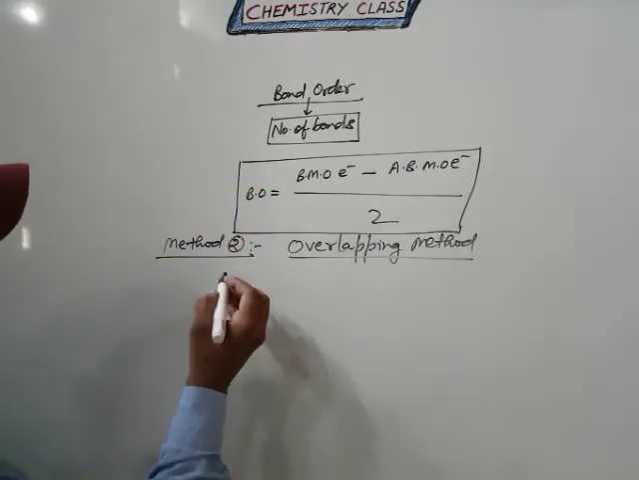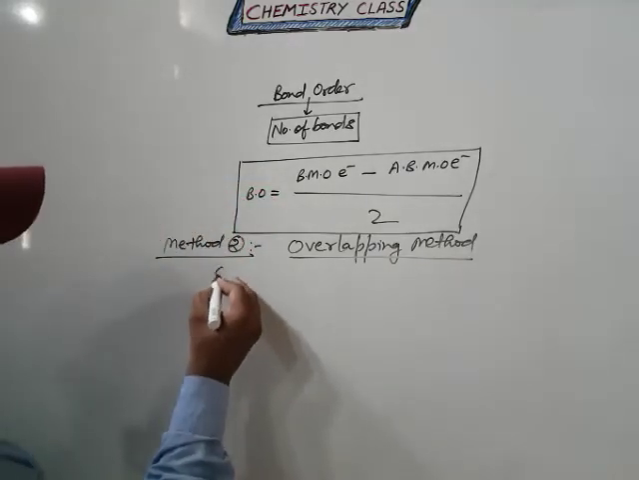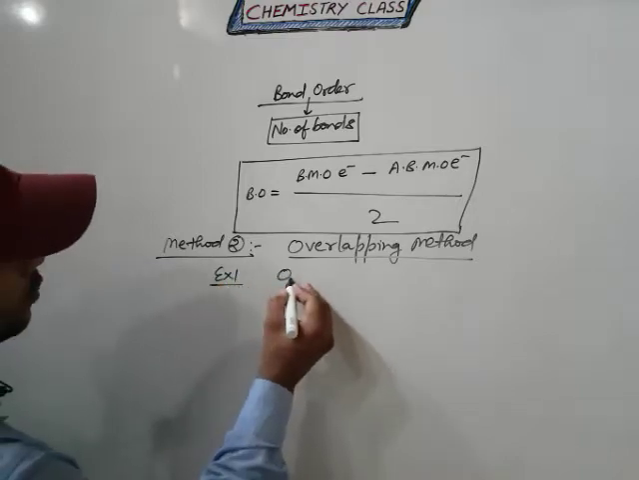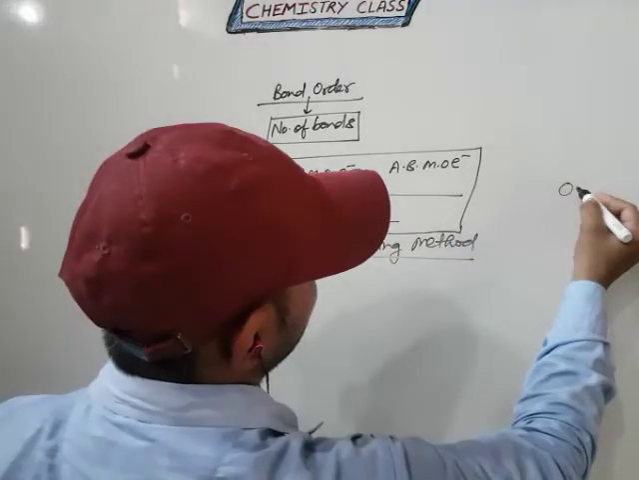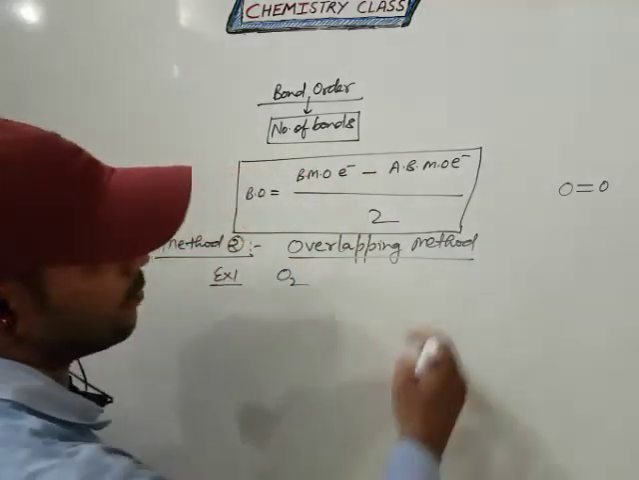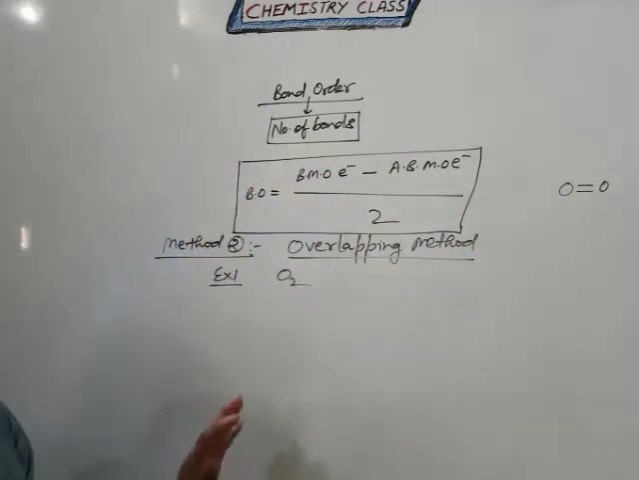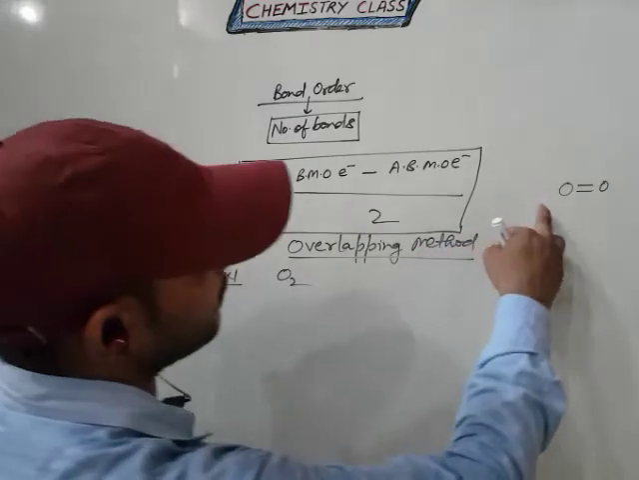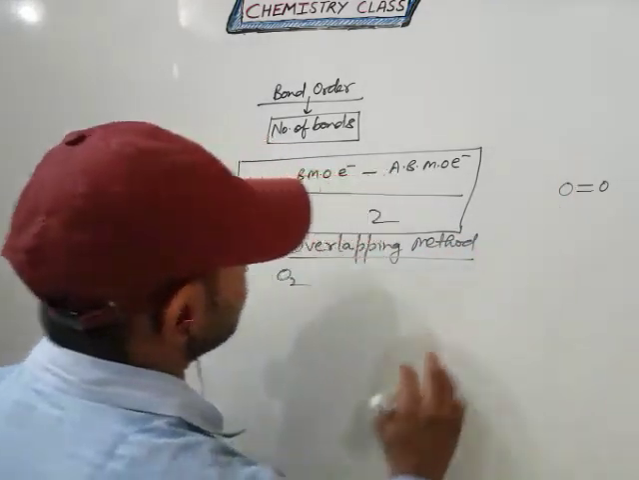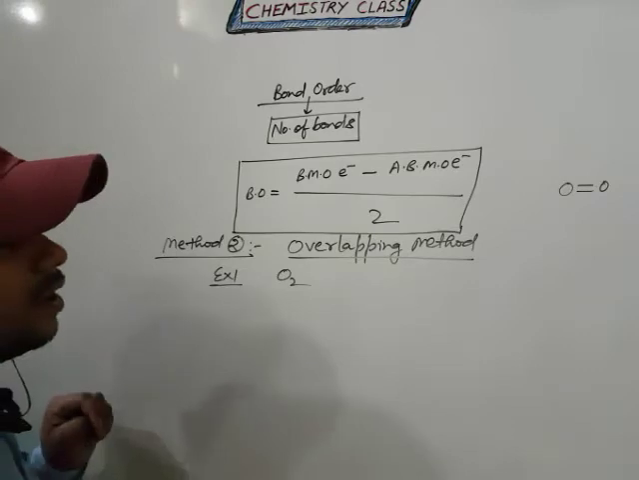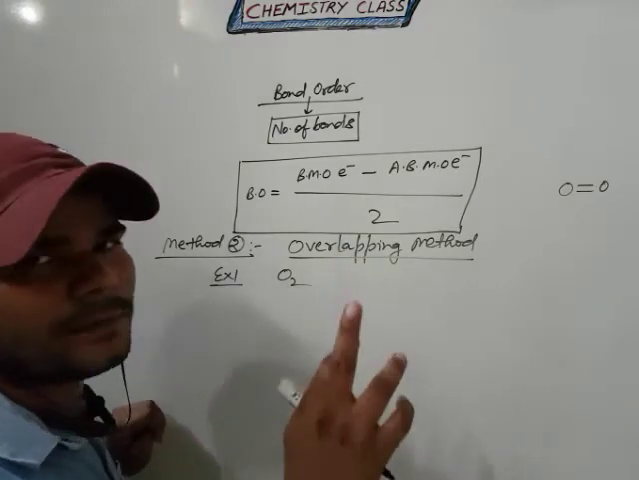So students, if you take the example O2, we know the structure of O2. Clear? How many bonds? 2. So the number of bonds is also known as bond order. So the final answer for the O2 molecule is 2. So how do we calculate the bond order with the help of the overlapping method?